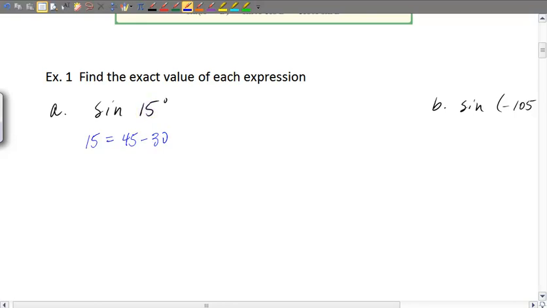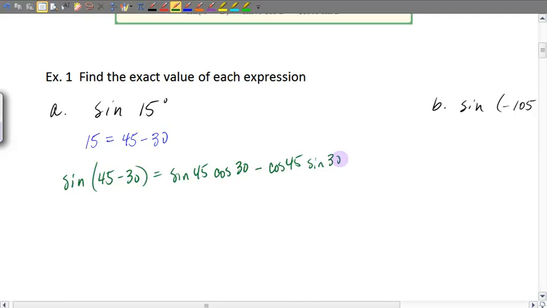So let's apply that. So we're going to say the sine of 45 minus 30. So we're going to use the difference identity for sine. That one looks like the sine of the first, so the sine of 45 times the cosine of the second, minus the cosine of the first times the sine of the second.